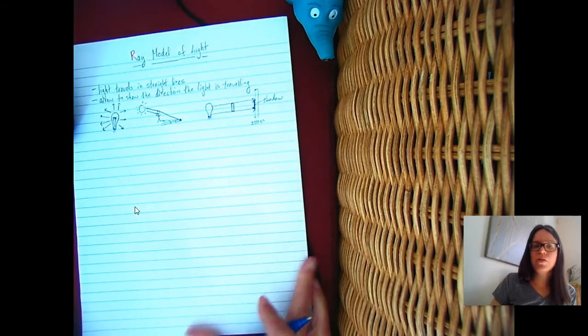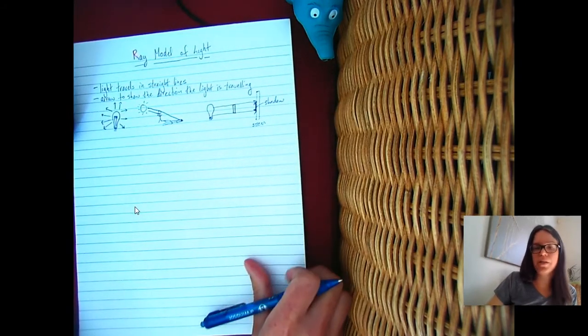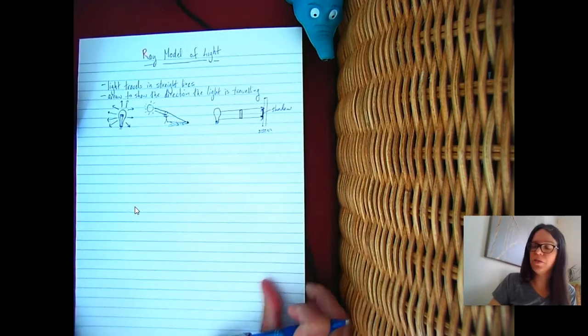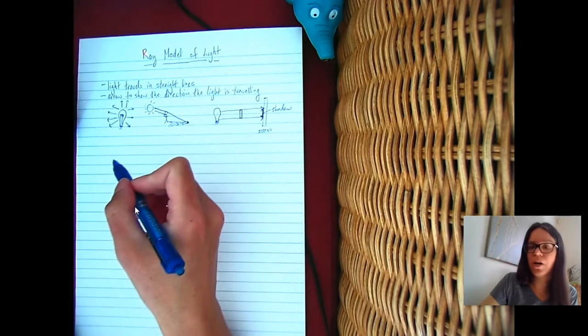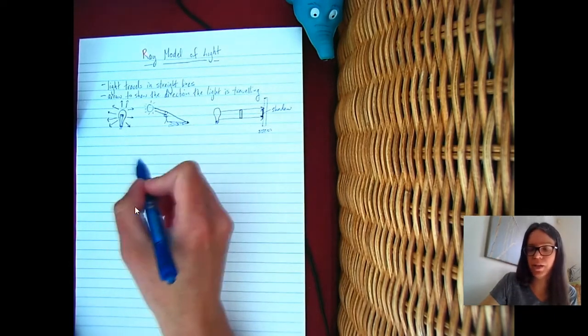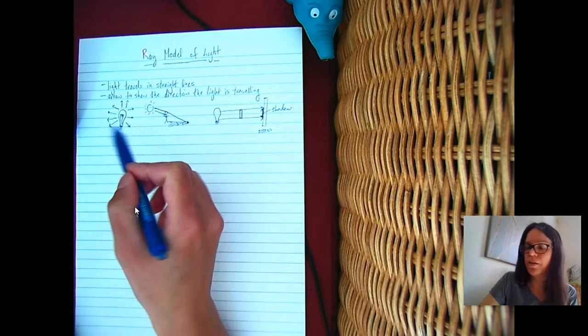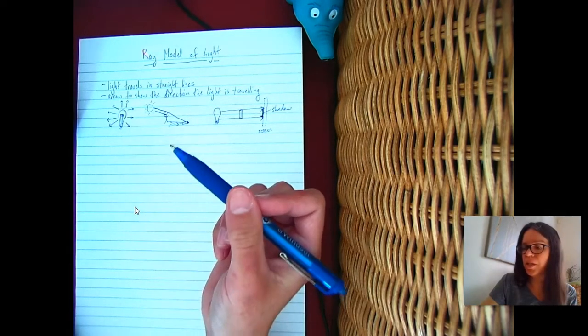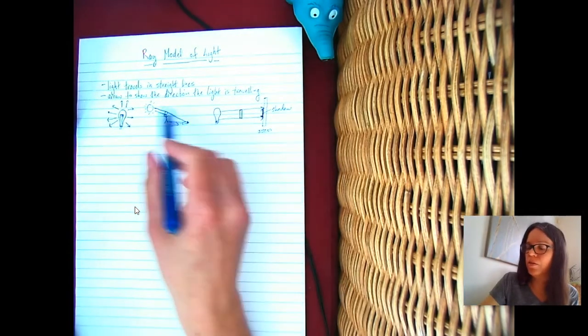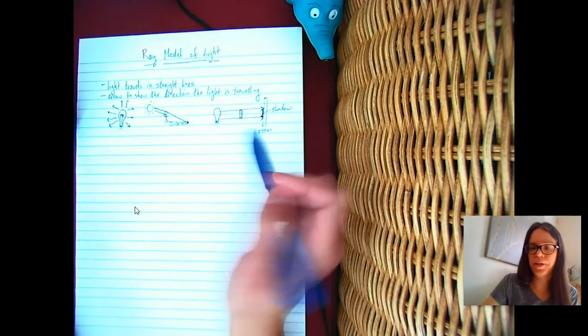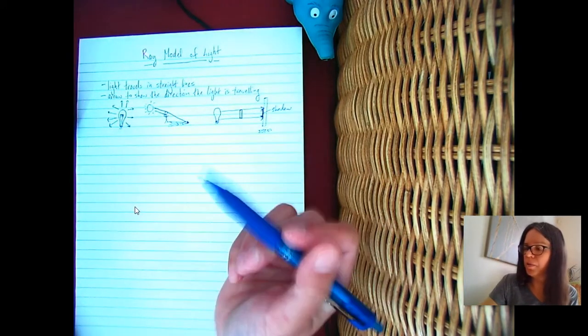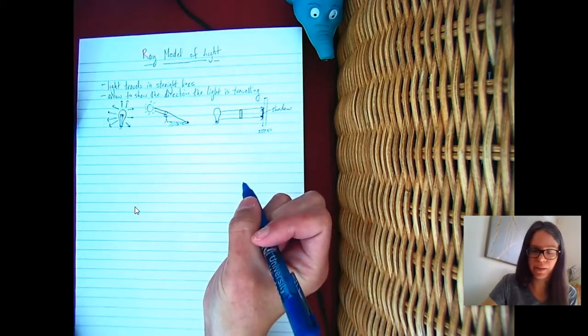Okay, so I hope that sort of explains the ray model, which basically says when we choose to draw light and represent light in diagrams in science, that they're straight lines with arrows to indicate direction. And you can see here the phenomenon of the shadow and how we explain why shadows exist.